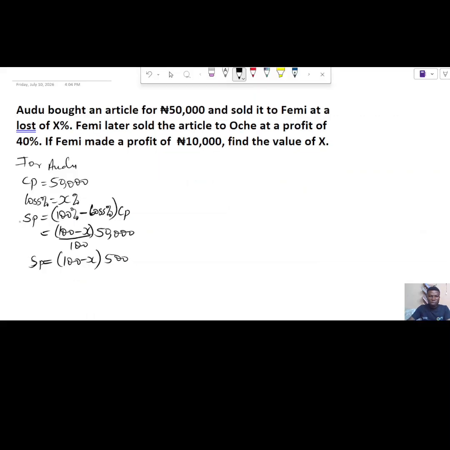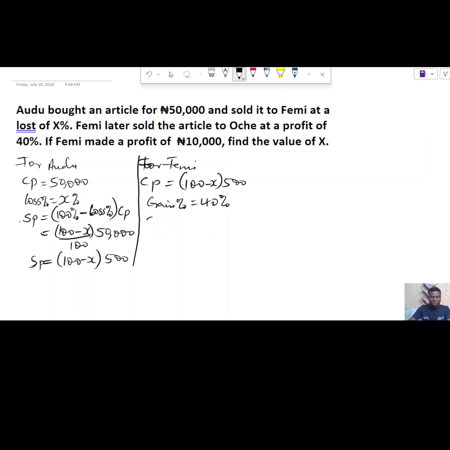Now let's come over to Femi's case. For Femi, since Audu sold it to Femi, this is the selling price for Audu. That selling price for Audu is the cost price for Femi. That is, cost price for Femi now will be equal to bracket 100 minus x, bracket 500, right? And then percentage gain, because we were told that he made a profit of 40%. So percentage gain is equal to 40%.